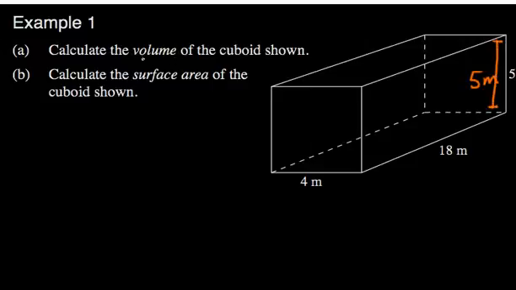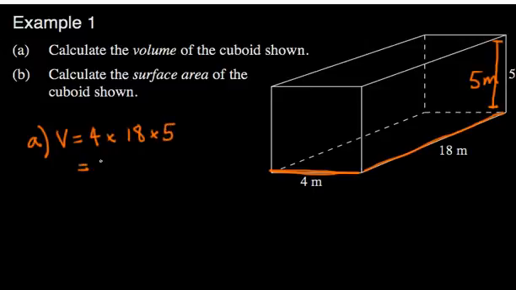To find the volume of this, it's simply multiplying each dimension once. I should actually include what it is I'm finding, which is volume. So that's volume equals 4 times this dimension, which is 18, and finally the height dimension, which is 5.